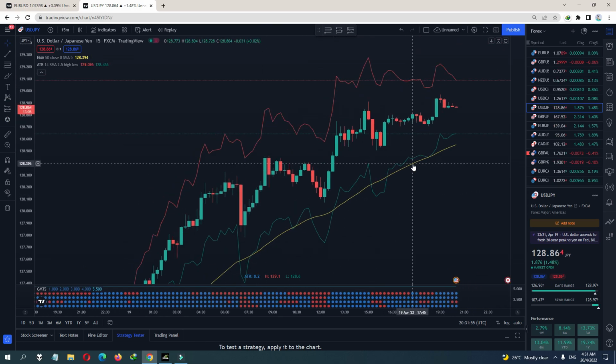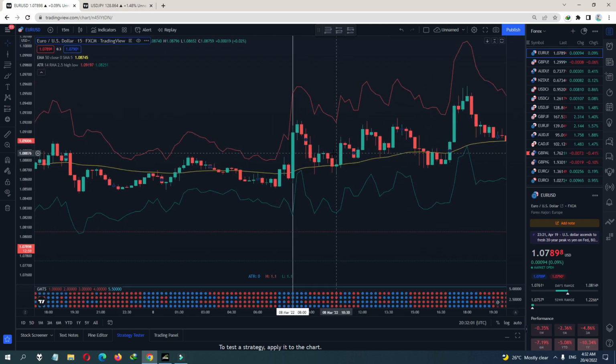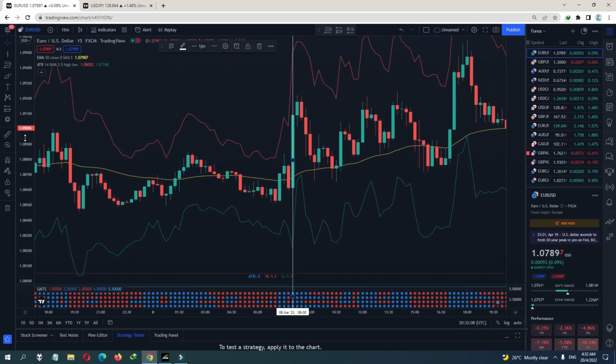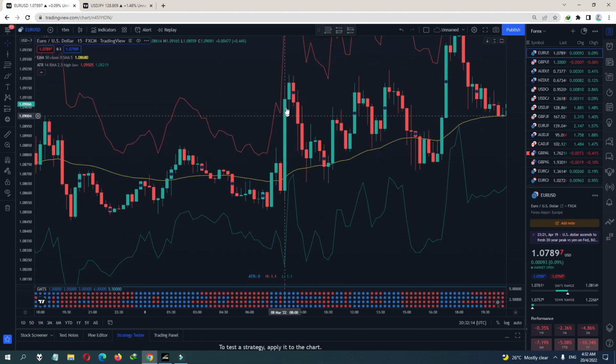Another thing I want to mention is if the candle is too big, let me show you. If the candle is too big, you don't take a trade. Like this one, you have a signal here. The candle is bigger than average. It's already too late, so you don't enter here. You have to use your common sense.